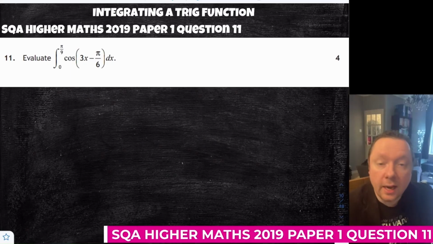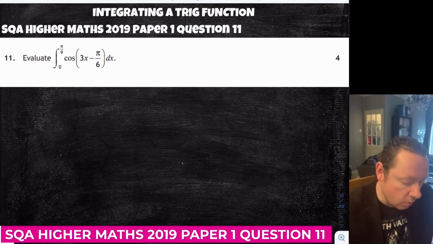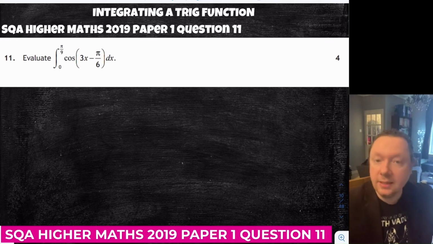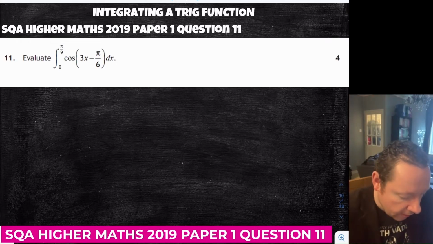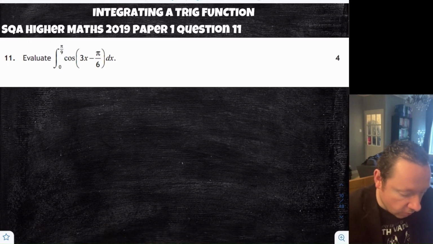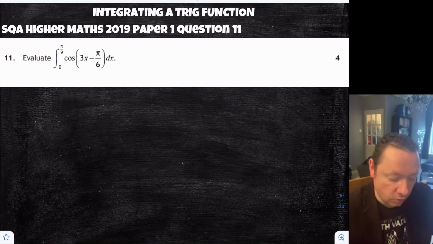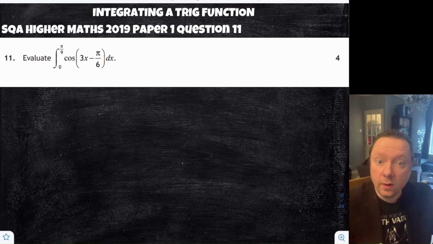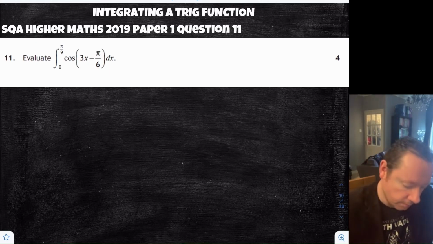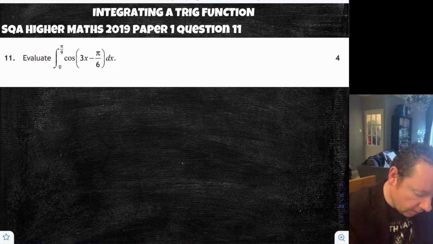And we're done there. Okay, integrating a trig function again with a chain rule. We've got Higher Maths 2019, Paper 1, Question 11. Evaluate the integral between 0 and pi over 9 of cos of 3x minus pi over 6 dx. It's an exact value question as well because it's non-calculator. So let's start integrating. Cos goes to sine, remember.